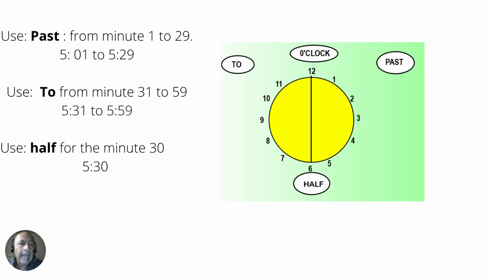And then we use the word half for the minute 30. We say half past 5. Here, as you can see, we have o'clock, which is when we are going to say it when it is minute 0, yes? 5 o'clock. And then past, half, and to.